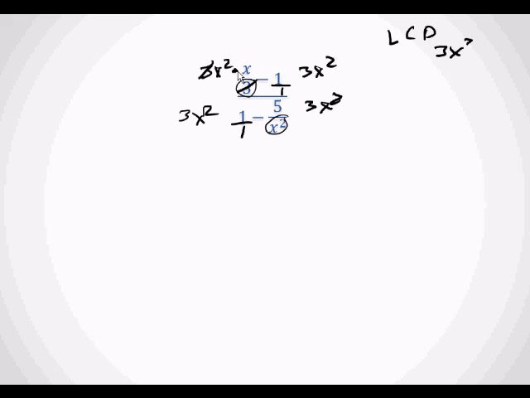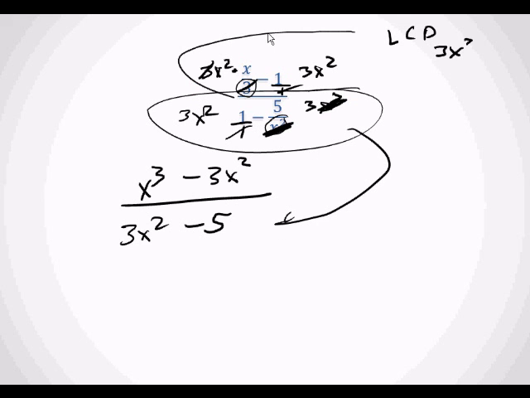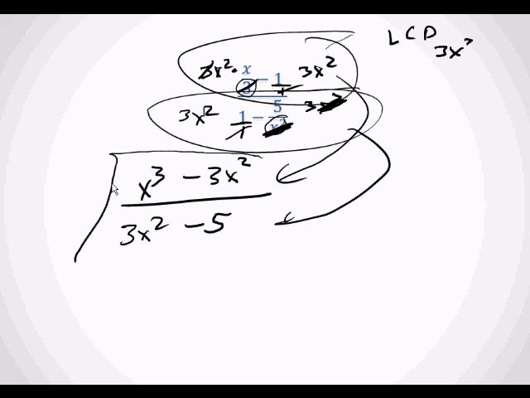3x squared. 3x squared. The 3's cancel here. I have x squared. I have x squared times x then, which is x cubed. Here, nothing cancels, so I just have 1 times 3x squared here. Nothing cancels here, so I have 3x squared here. Here, the x squareds cancel. So I'm just left with a minus 5. So this is what I get for the bottom. This is what I get for the top.